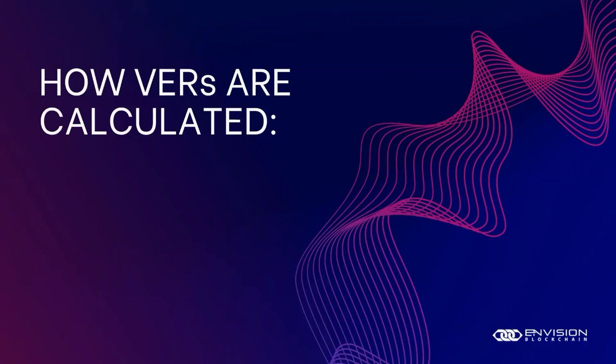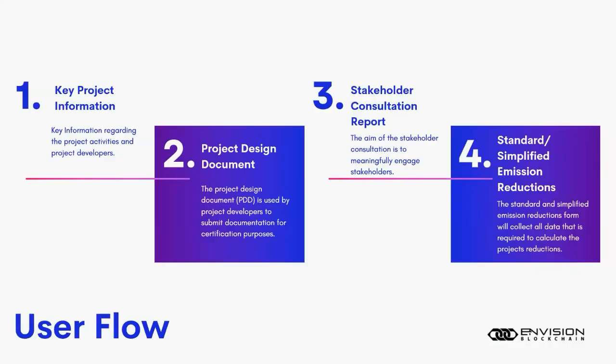So now, how are VERs calculated? These are the credits that we're minting by using this methodology. Here we have some schemas that you're going to be filling out as you go through the project forms or the monitoring report. We have the first one, which is the key project information, and this is regarding the project activities and the project developers. So we might be collecting information of who they are, where they're located, what project they have, and if they already have maybe the project ID that we could reference.